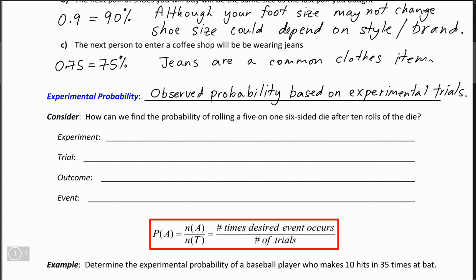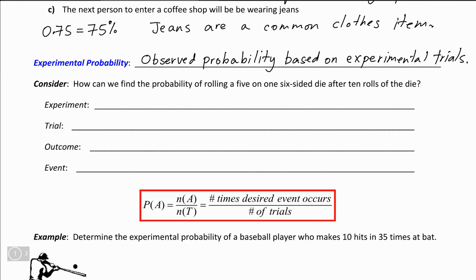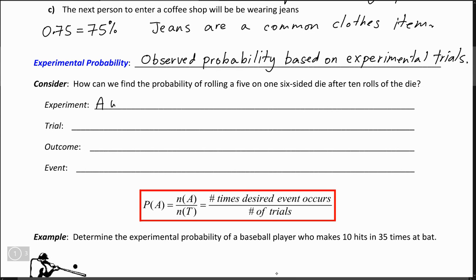Okay. So consider this. How can we find the probability of rolling a 5 on one six-sided die after 10 rolls of the die? Okay. So you're going to roll the dice 10 times. This is an experiment. So we're going to define what the experiment is. And it's called a well-defined process from which observations are made.